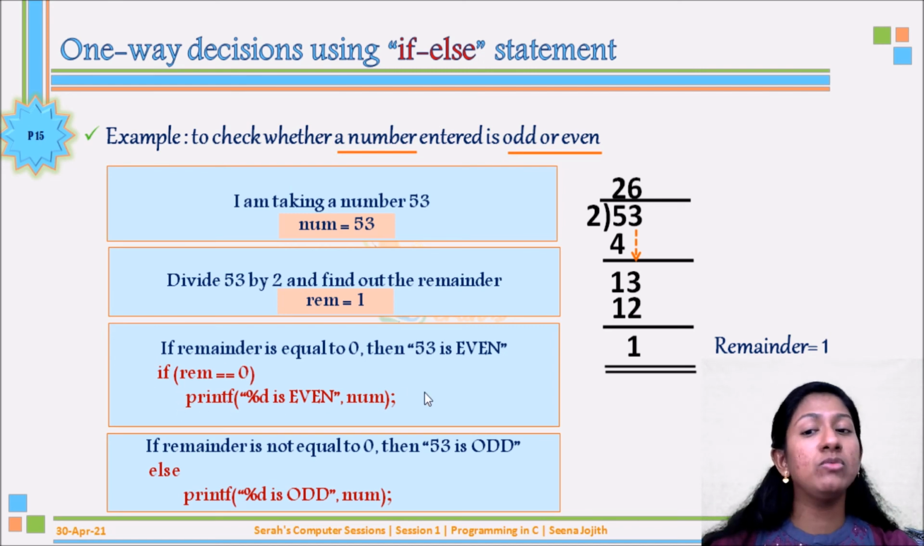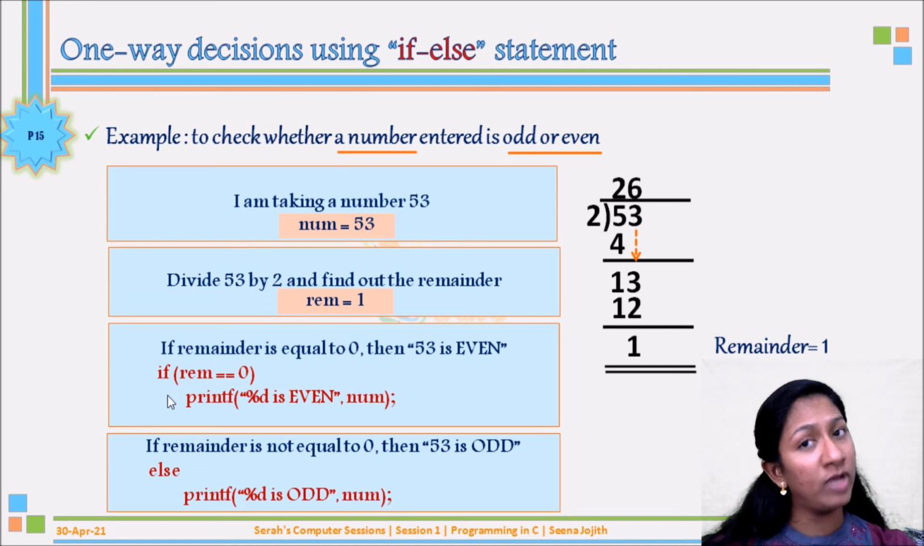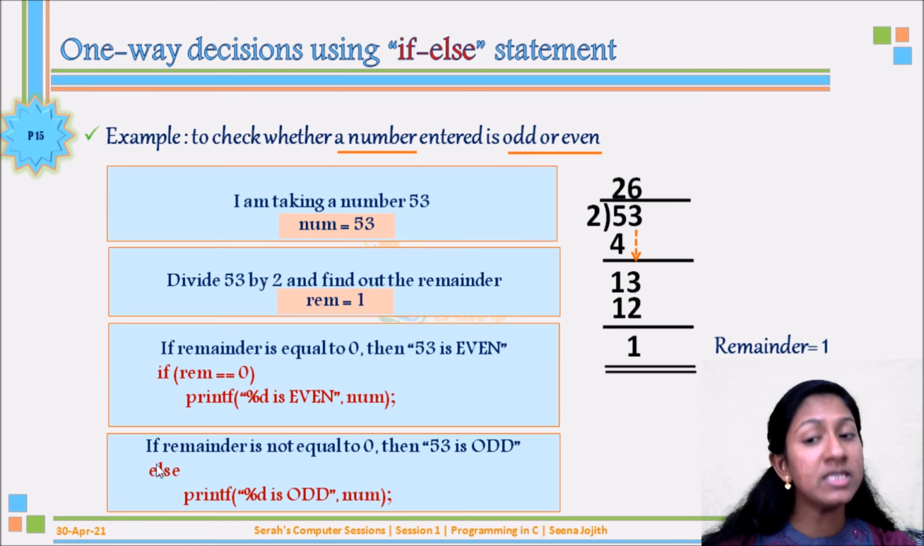So whatever other values rem will hold for a number that is entered, it will jump onto the else statement and execute the statements that come along with the else statement. So I hope you understood. In this example, 53 is an odd number because it is not directly divisible by 2.